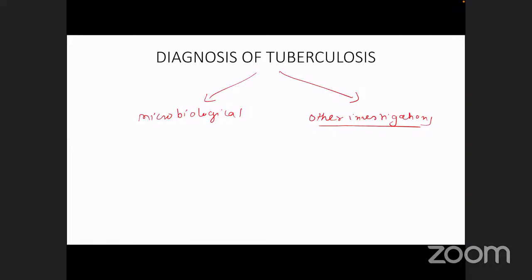So obviously this will depend, no doubt, on the presentation of the patient, whether the patient is having pulmonary tuberculosis or extrapulmonary tuberculosis. So obviously we should understand what specimen we will be getting for diagnosis. For pulmonary, it is very straightforward. It will be mostly sputum, which may be induced or it may be spontaneous.